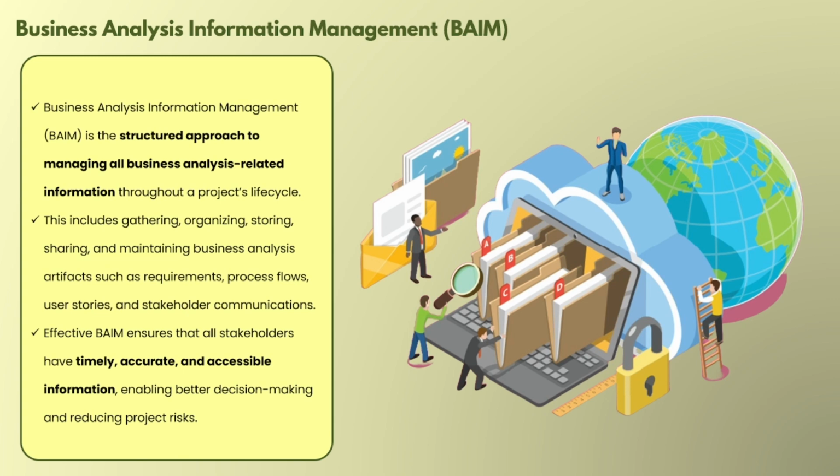Effective BAIM ensures that all stakeholders have timely, accurate and accessible information, enabling better decision making and reducing project risk. Well, when we manage information well, everyone from the business users to developers has the right info at the right time. That means fewer mistakes, smoother communication and less risk of things going off track.